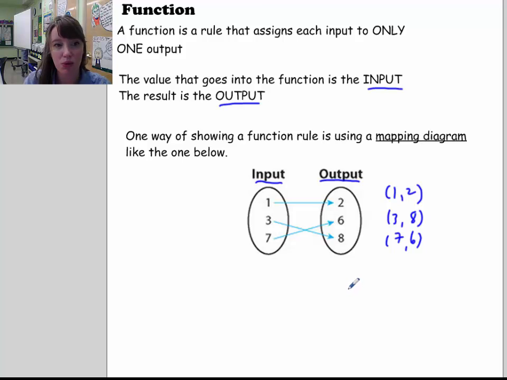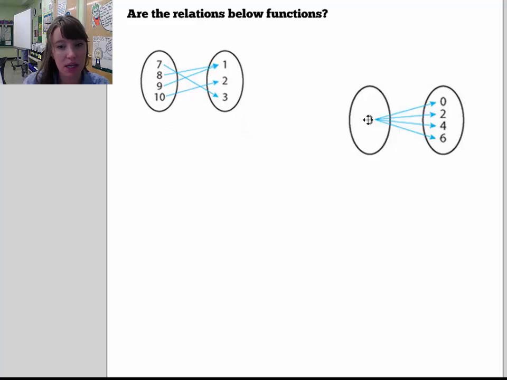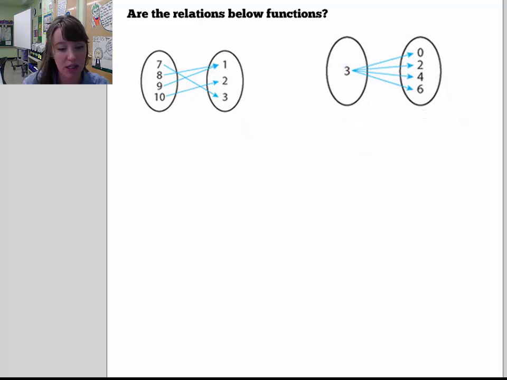Now, the one thing that I'm checking here is that each number in the input gets sent to only one number in the output. Okay, that's what makes this relationship not just a relationship in general, but also a function, right? That this characteristic is satisfied, that each input is only one output, okay? All right, so using the mapping diagrams here, let's see if these satisfy that rule.